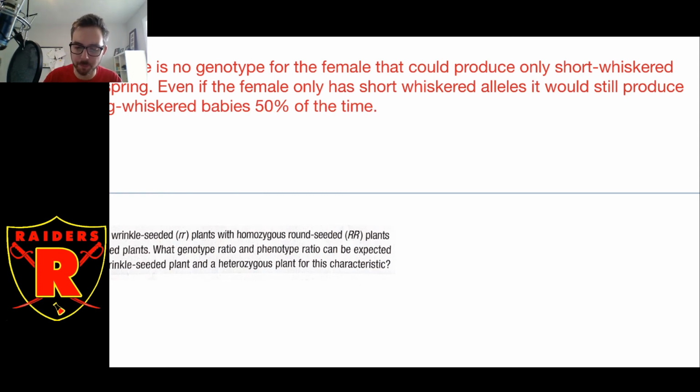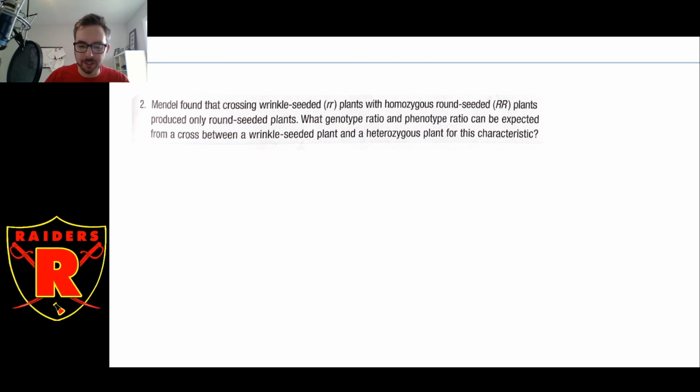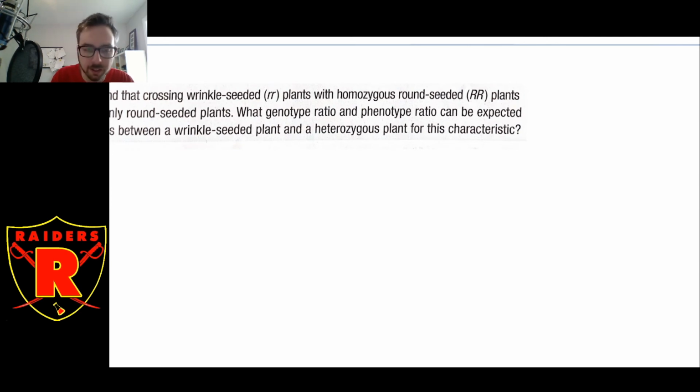Okay, last question. Mendel found that crossing wrinkled seeded plants with homozygous round seeded plants produced only round seeded plants. Now we're looking at plants, but it works exactly the same way. I'm going to do a little set of let statements to keep track of what the particular letter combinations are for these alleles.